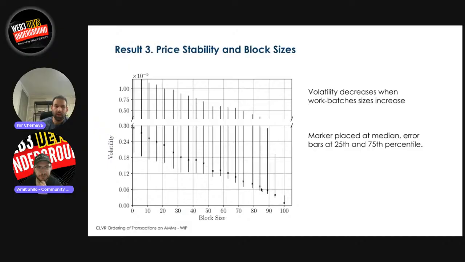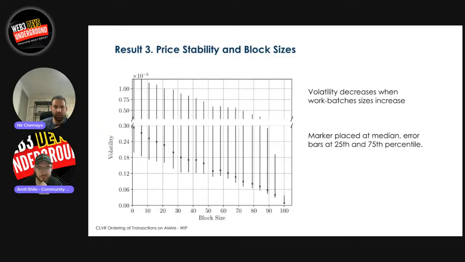So here we did a nice game or simulation where, hypothetically, you have an AMM with 100 transactions waiting for execution, and you, as a social planner, have the power to decide whether to execute all transactions using Clever in one big batch. You can see here, if you take all the 100 transactions and batch them together, what will be the price volatility? And what will happen if you split them into smaller blocks? Can you see what I'm pointing at? Yeah, this is the average.